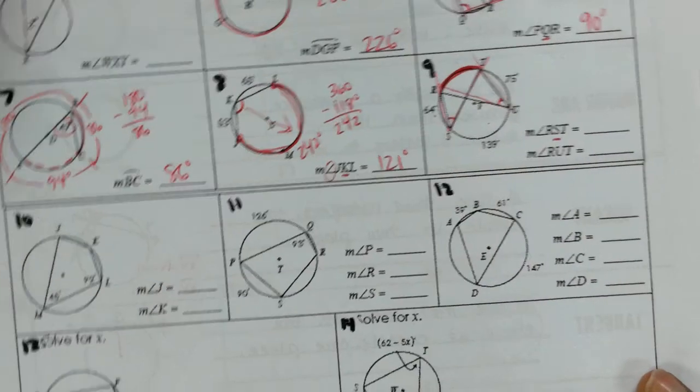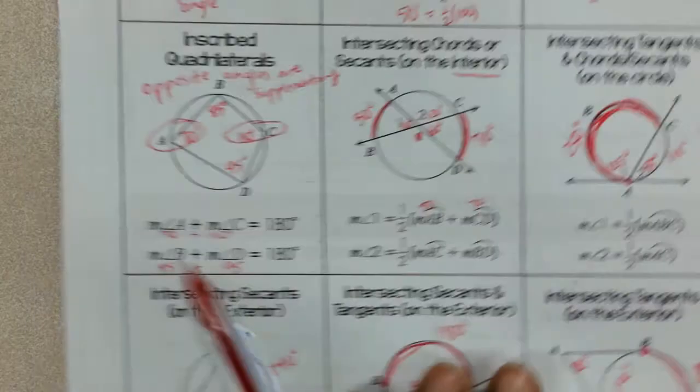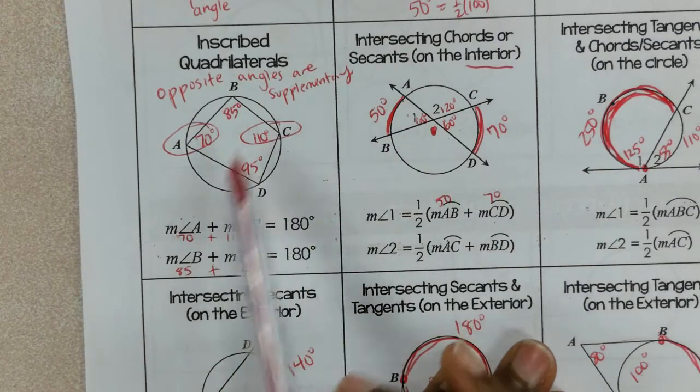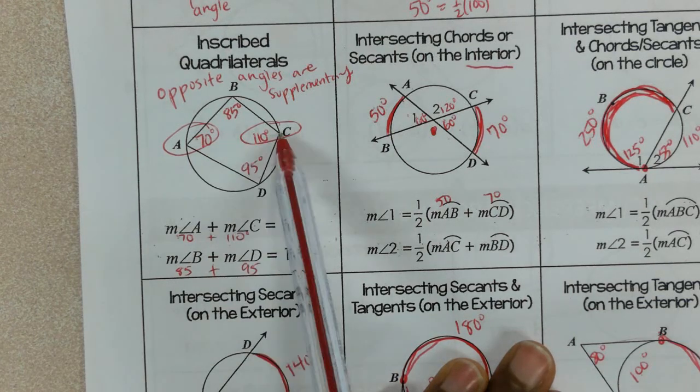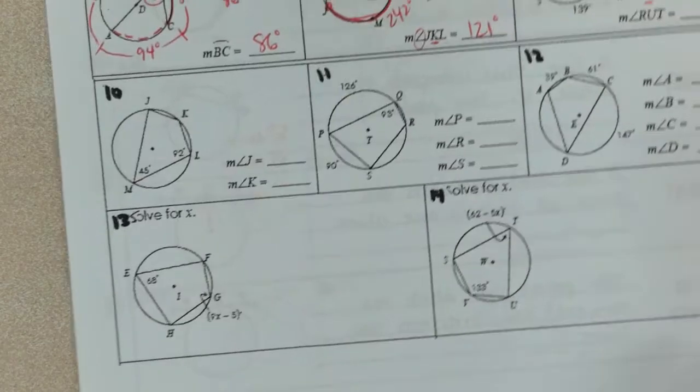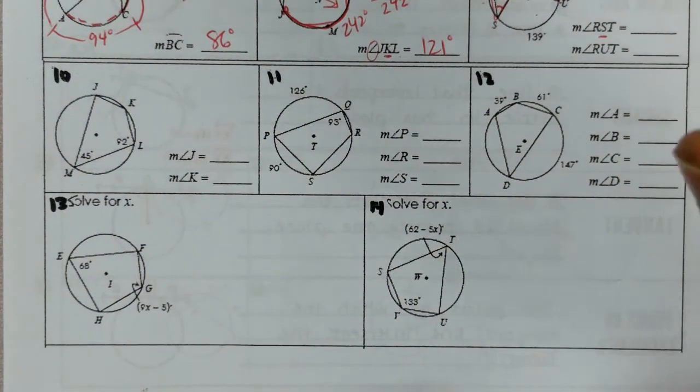Okay, 10 through the bottom gives you some quadrilaterals inscribed. So we're going to be using that opposite angles are supplementary to help us find the angles. So if you can find two that are opposite each other, they have to equal 180. I'm going to skip this one, and this one I'll come to. Number 12 is the hardest out of these three.